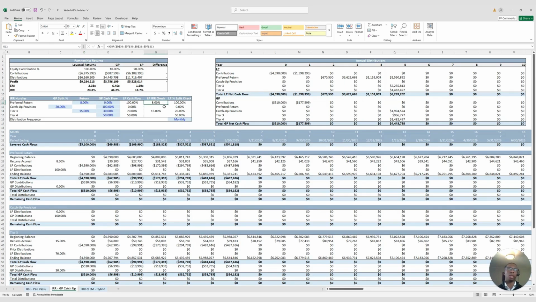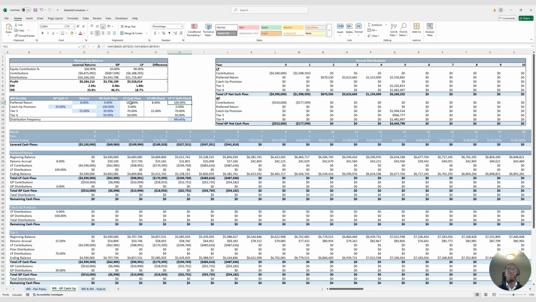So we have an LP IRR check. This is making sure that, based on the assumptions we have here, the LP is actually hitting that IRR based on the distributions that we have. Of course, this is under the assumption that the deal is actually profitable enough for the LP to achieve an 8% IRR.